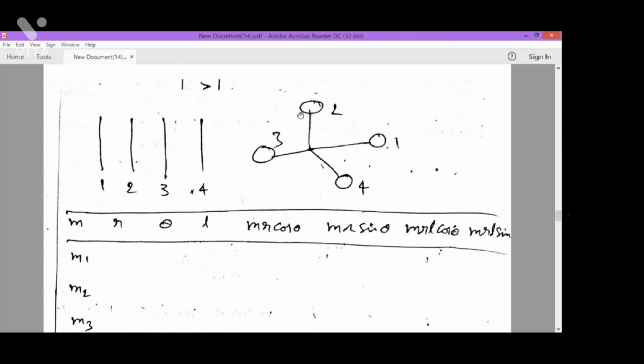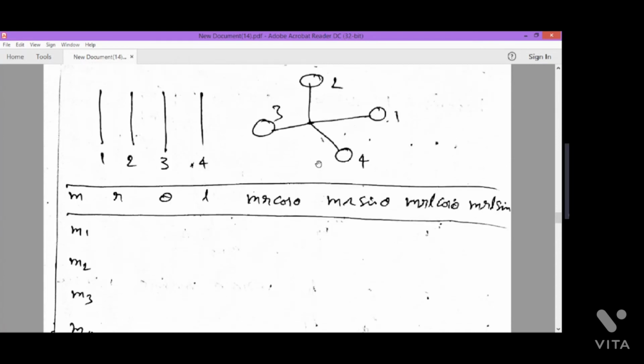But without adding balancing masses, the system should be balanced. What does that mean? I don't know m1, I don't know m2. So what should be the values of m1 and m2 so that the entire system is balanced without addition of balancing masses? Okay, so here there are four masses in the system.